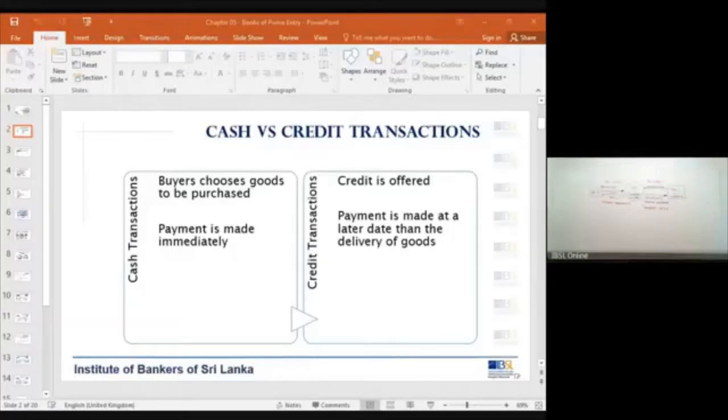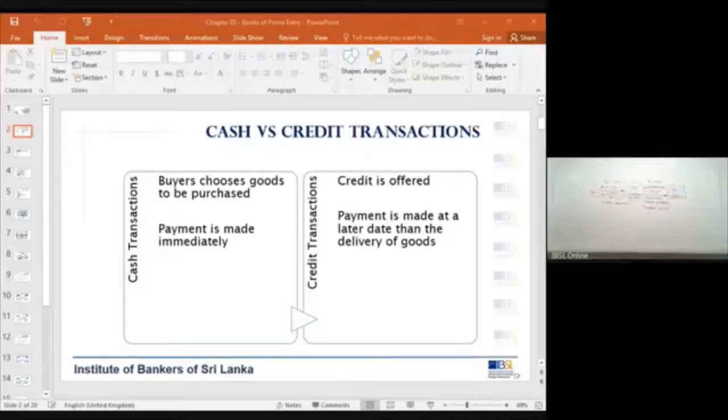So what does it mean? Goods have been delivered, but the payment happens later. That is called a credit transaction. Is that clear?